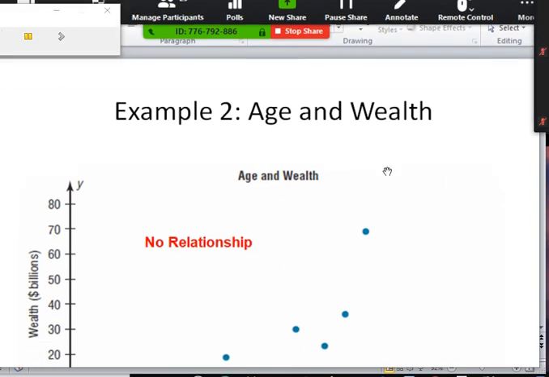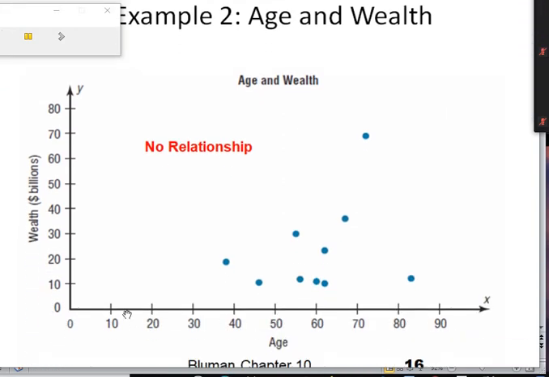Okay, so this is what it would look like here, right? Age, and then there's the wealth in billions, and you can see how it's all sort of scattered about. There's not a line or any sort of real, straight curve or line that you can draw from this. It's just a bunch of jumbled up dots. So this is no relationship at all. So again, this one's no relationship.